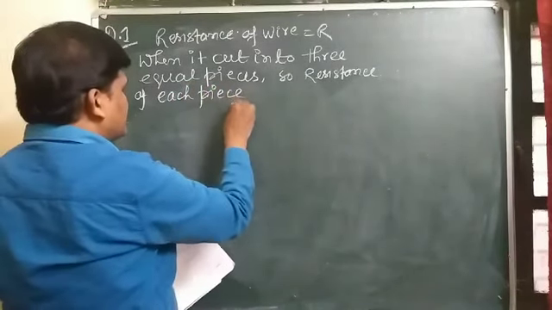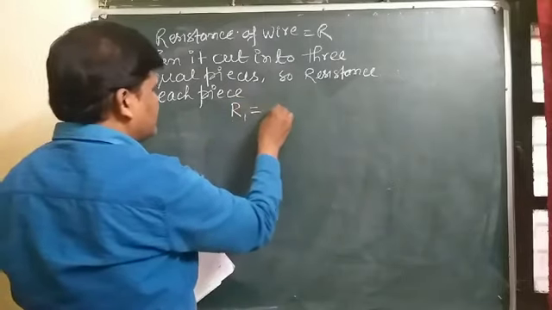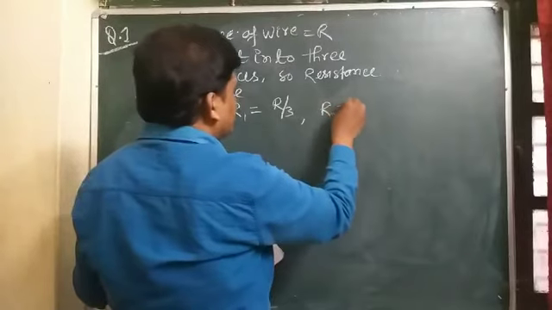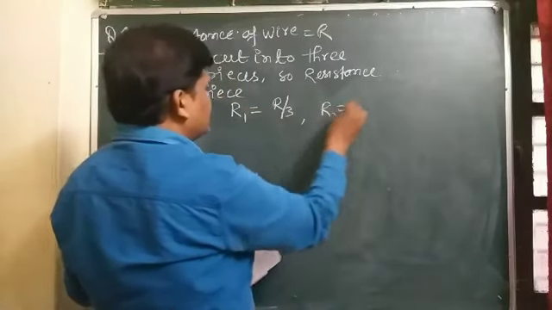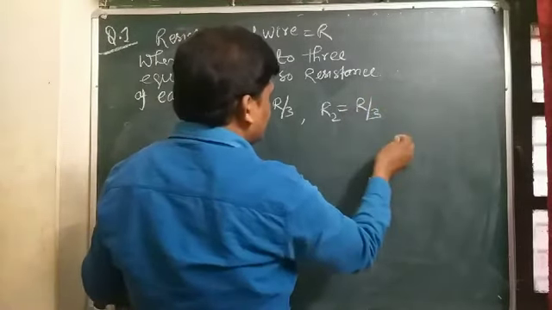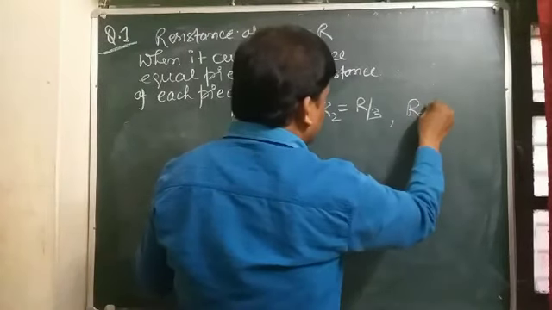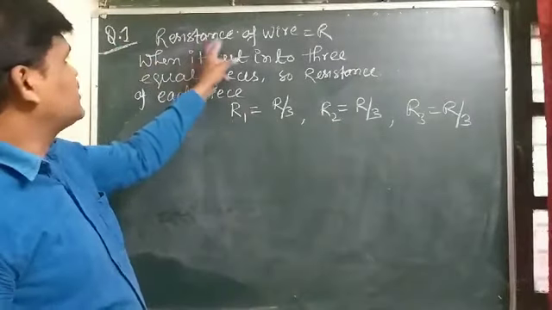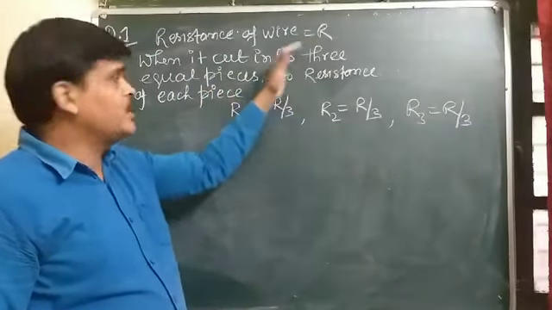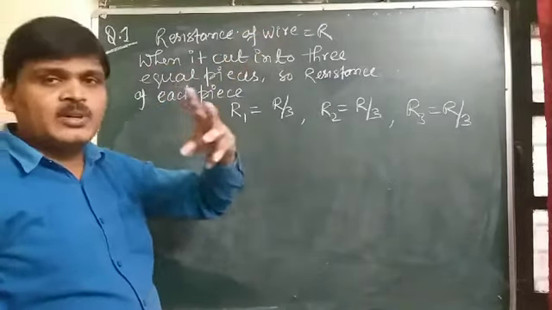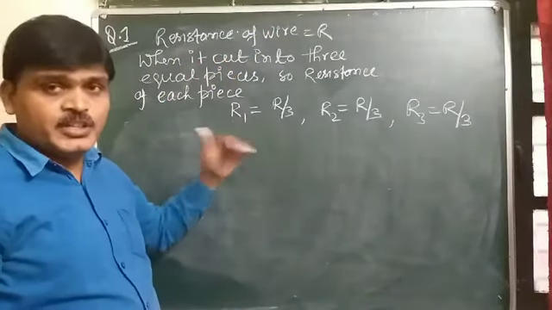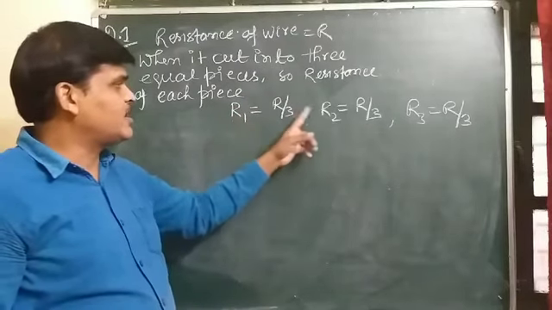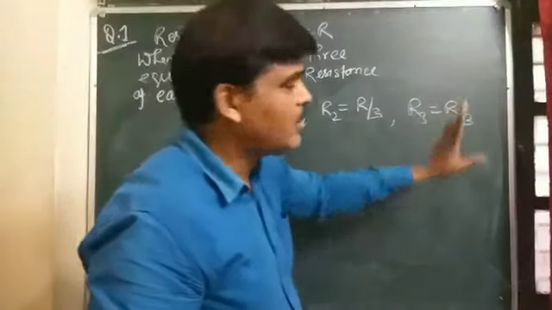Suppose the resistance of the first part is R1, which comes out to be R by 3, the resistance of the second part is also R by 3, and the resistance of the third part is R by 3. So when the wire R is cut into 3 equal pieces, R1 equals R by 3, R2 equals R by 3, and R3 equals R by 3.